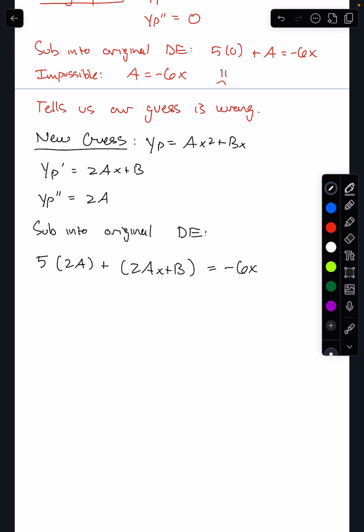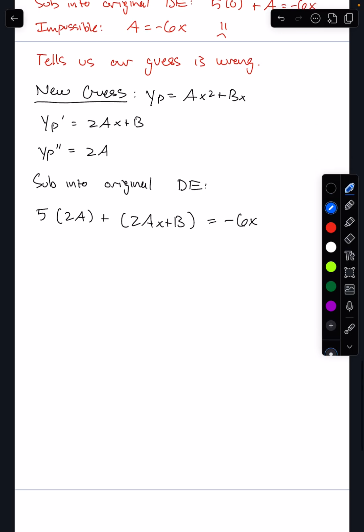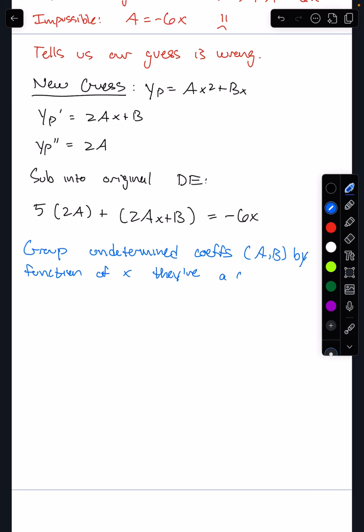And now here's where I saw a lot of confusion on the homework as well. From here, you want to set up a system of equations that'll tell you what a and b are. But the way that you do this is you group the undetermined coefficients, so in this case a and b, by the function of x they're a coefficient of.